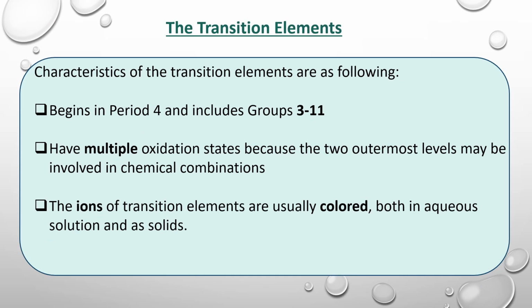The transition elements. Characteristics of the transition elements are as follows. They begin in period 4 and include groups 3 to 11. Transition elements have multiple oxidation states because the two outermost levels may be involved in chemical combinations. The ions of transition elements are usually colored, both in aqueous solution and as solids.